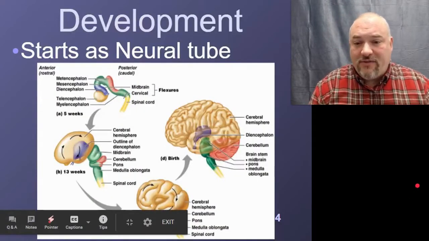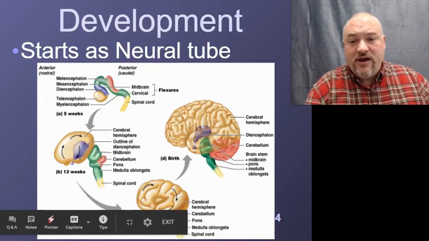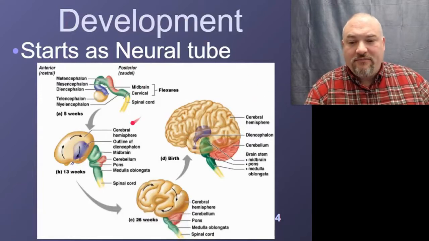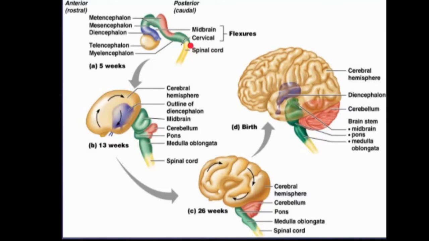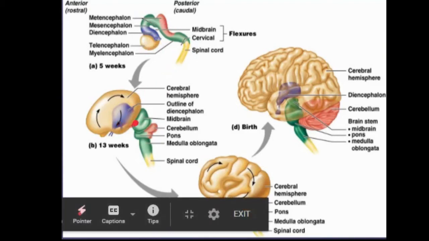So, development starts out when you are young as a neural tube in embryological and fetal development. Here we can see it at about 5 weeks as an embryo, with the different parts, very, very basic. As you get a little older, at 13 weeks, it starts to look a little more like what we've got for a brain. We've got the cerebral hemispheres in brown, the diencephalon, the brain stem, and the spinal cord coming down.